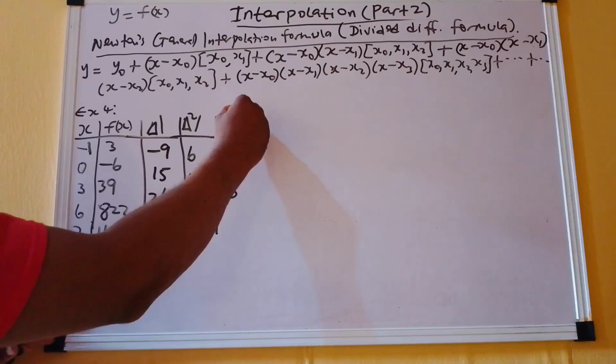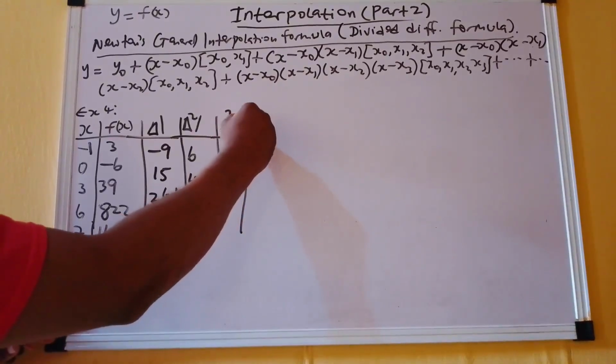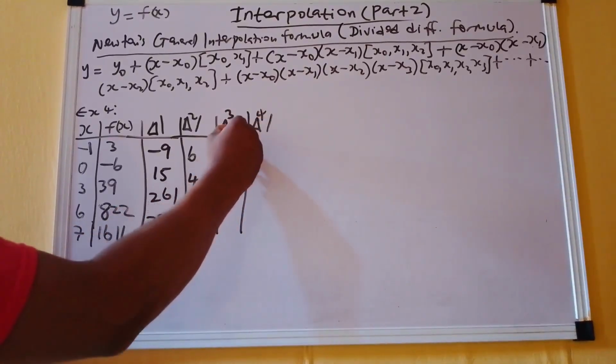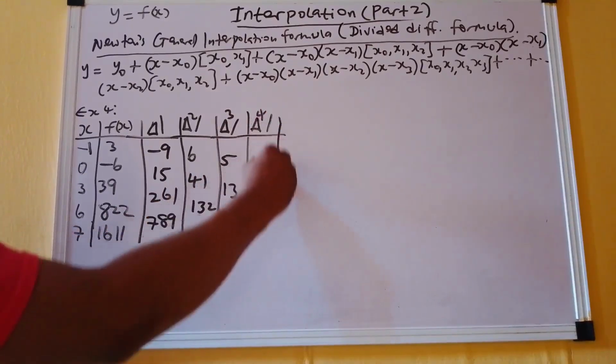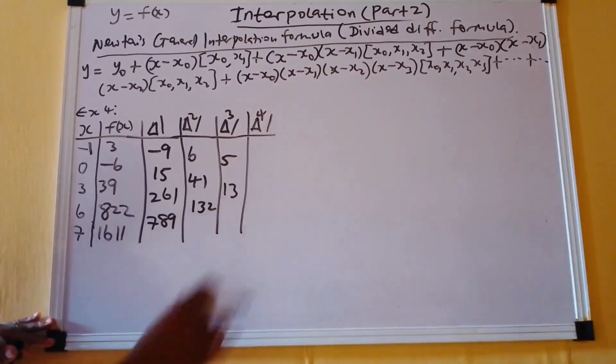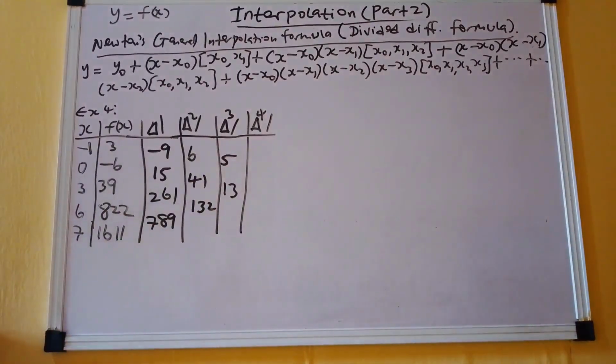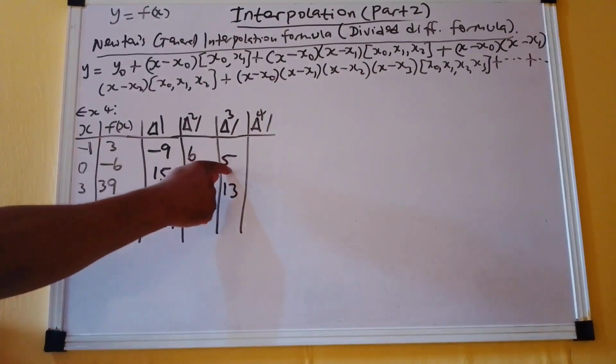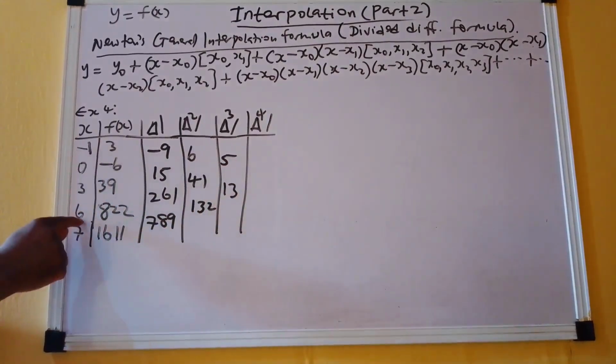So now the last one, which is the fourth divided difference, you are going to have it as, okay, there's no need for drawing a line. So 13 minus 5, what gave birth to this 5 is from -1 to 6.